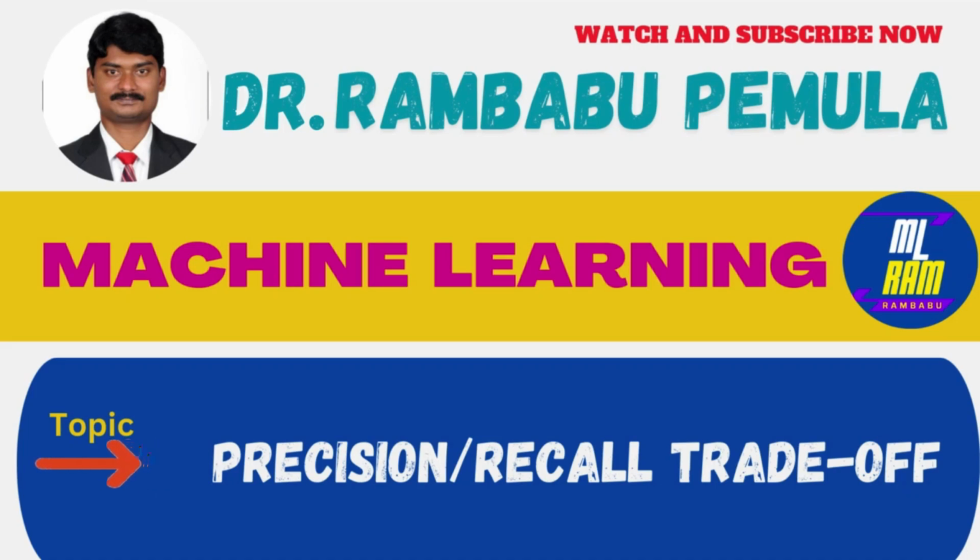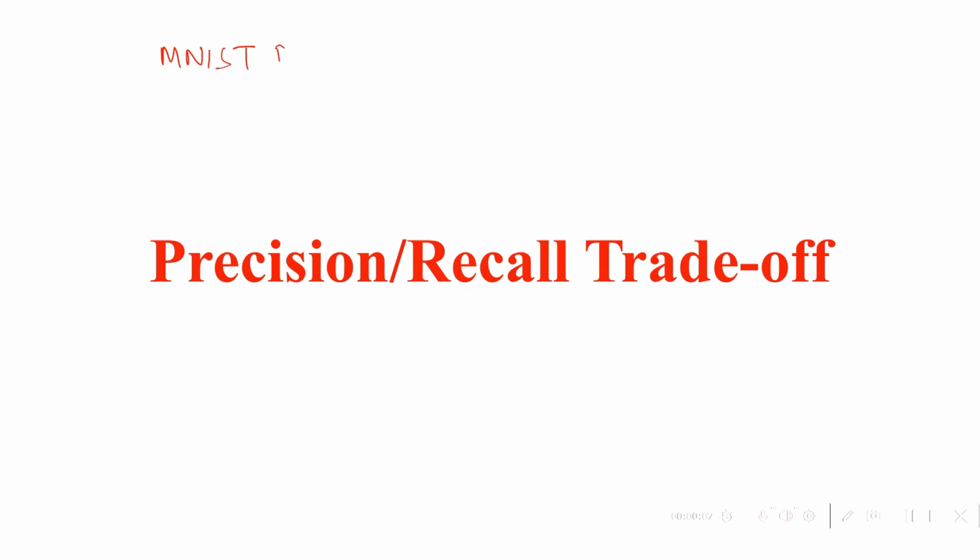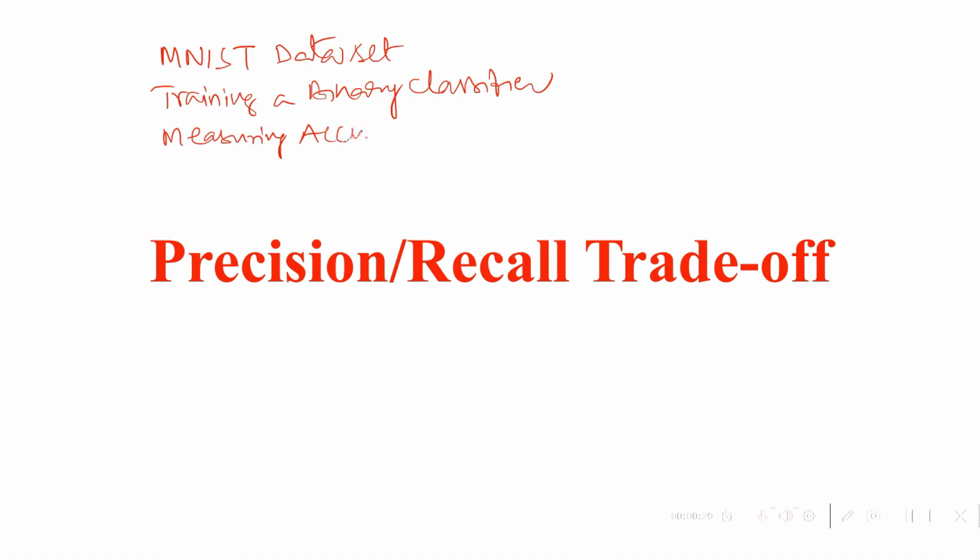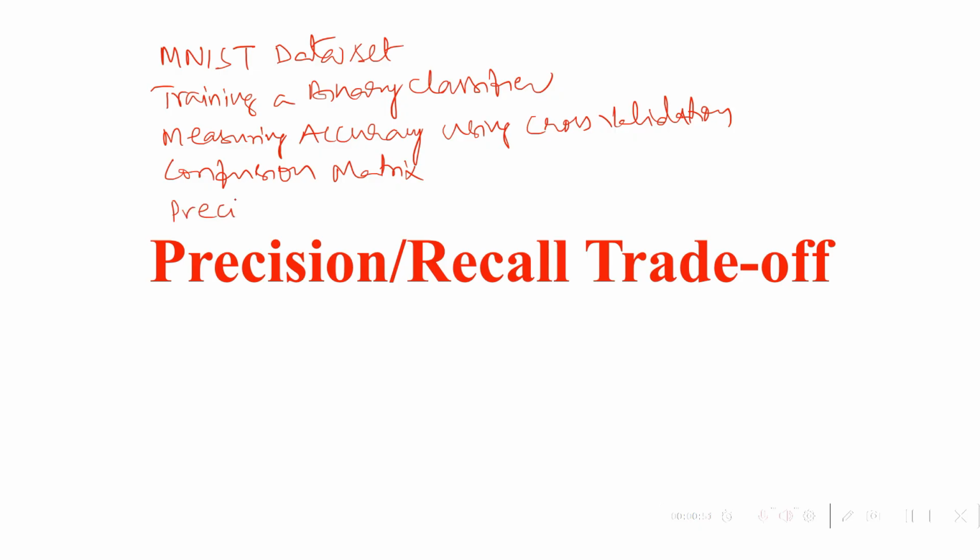In the previous video, we discussed the MNIST dataset, training a binary classifier, and measuring accuracy using cross validation, and the confusion matrix, and then we discussed precision, recall, and F1 score.